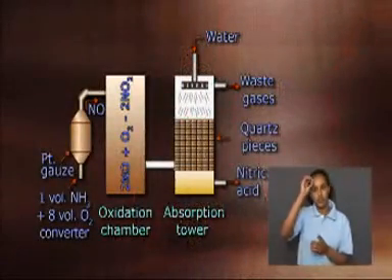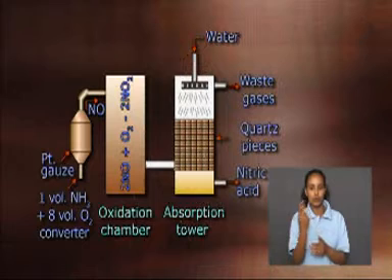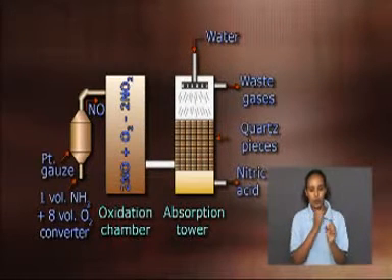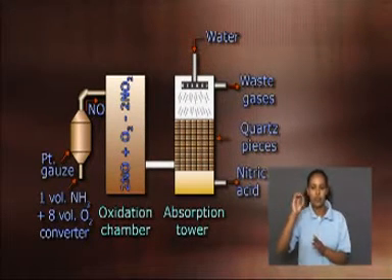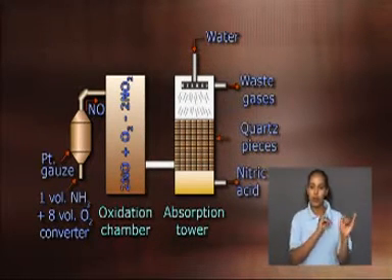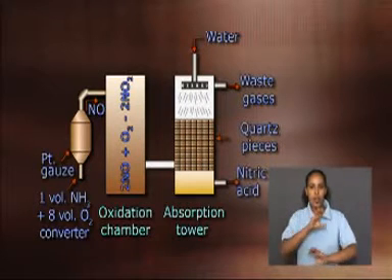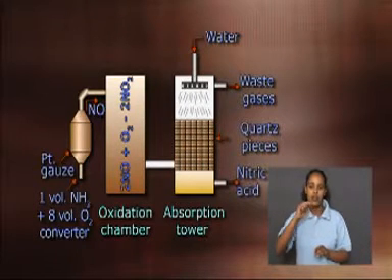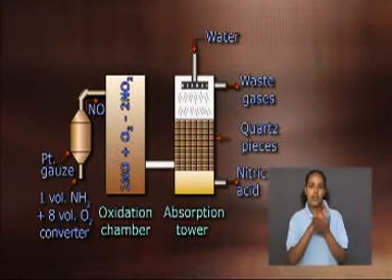fertilizers and explosives. In today's lesson, we are going to learn the steps involved in Ostwald's process. This is the process used to produce nitric acid industrially. We will also discuss some of the chemical properties of nitric acid and some of its uses.